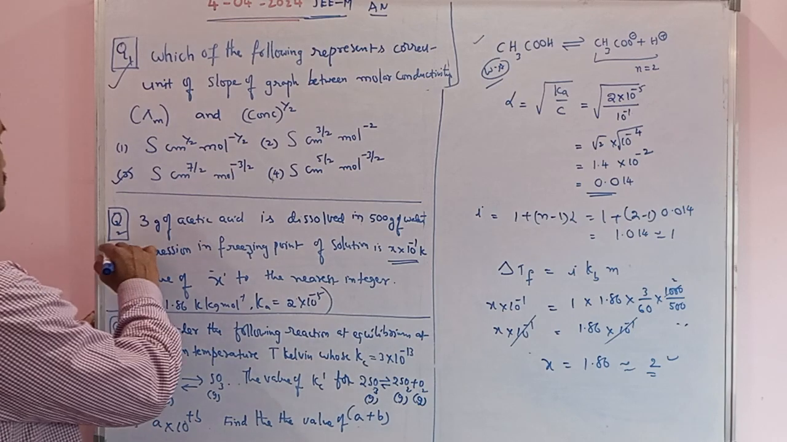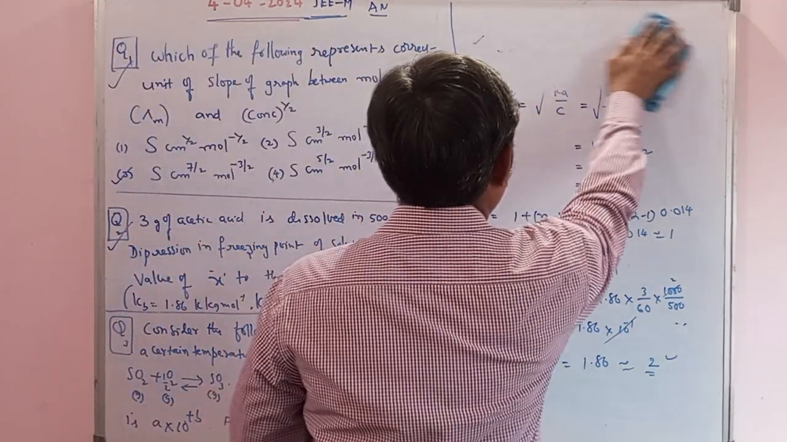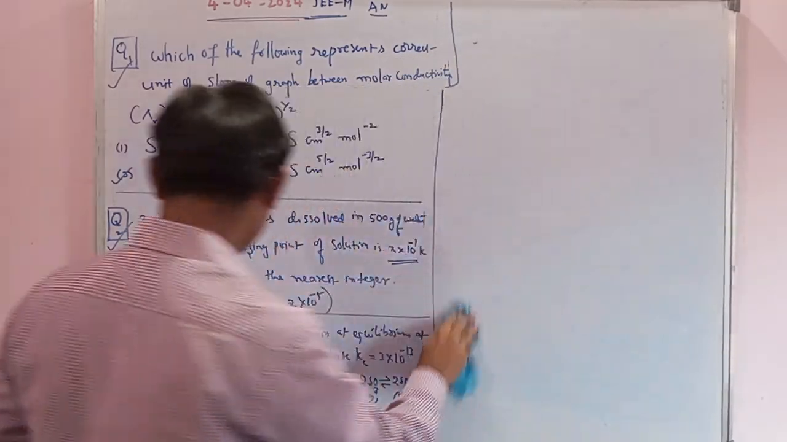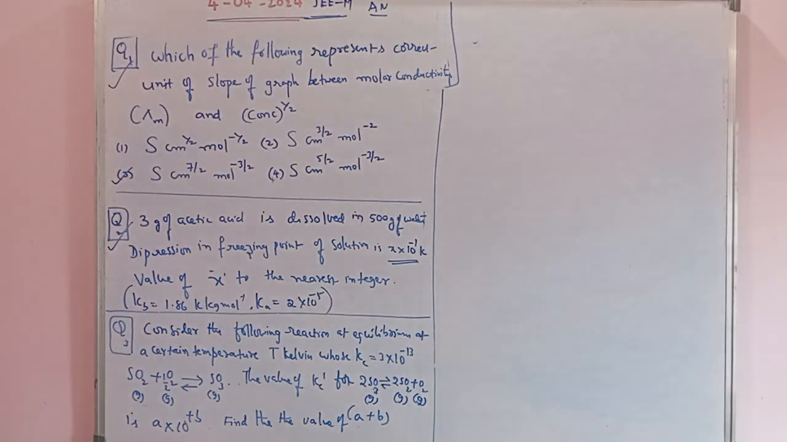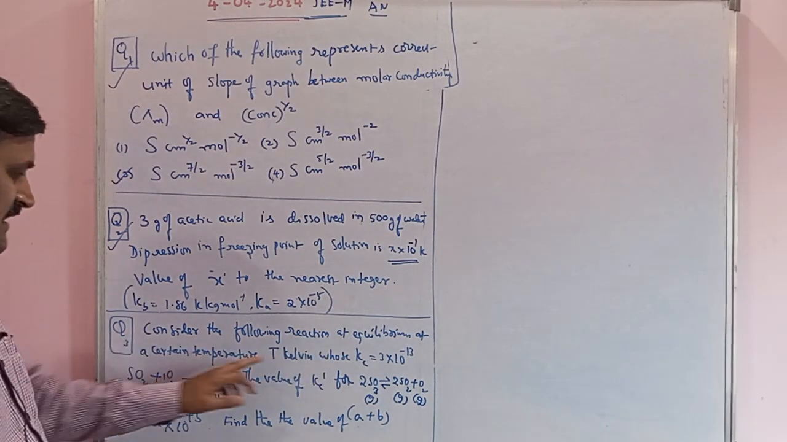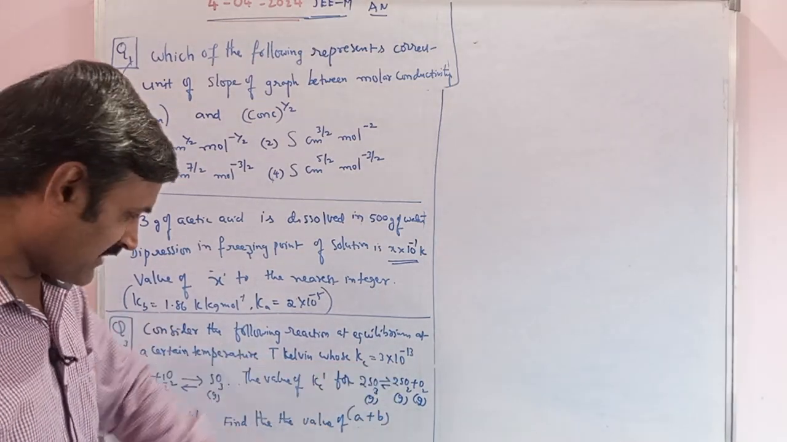Okay. Next, we will see the next question. That is the last question in this video. That is nothing but an equilibrium question. Consider the following reaction: equilibrium constant at a certain temperature in kelvins, whose value is 3 × 10⁻¹³ given.